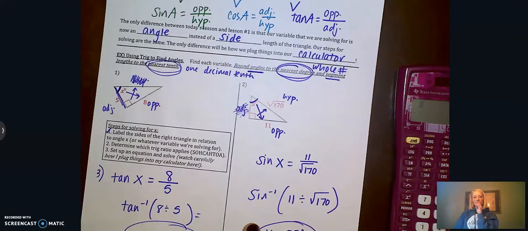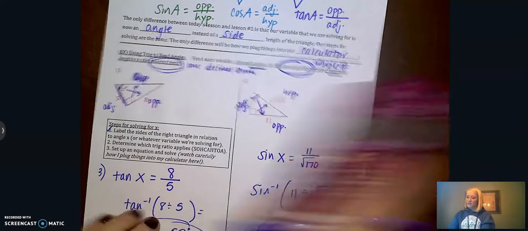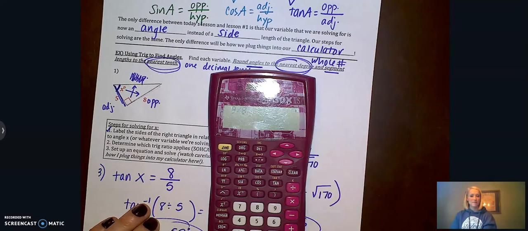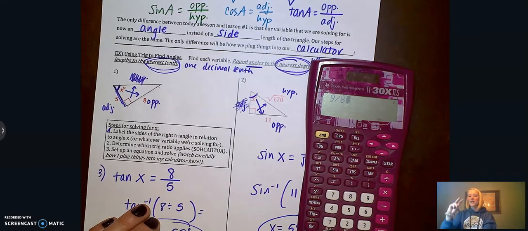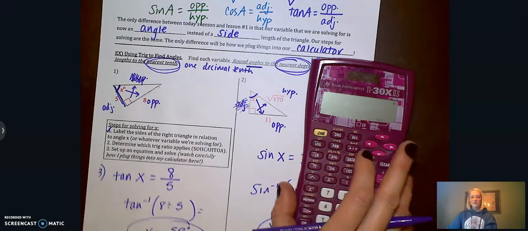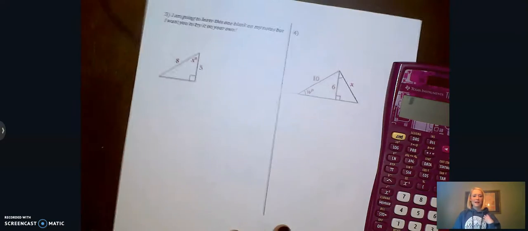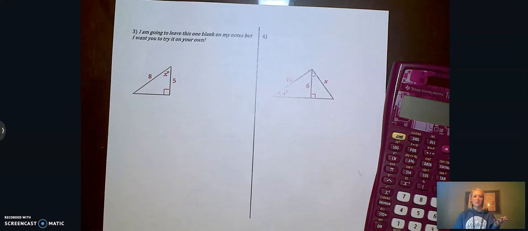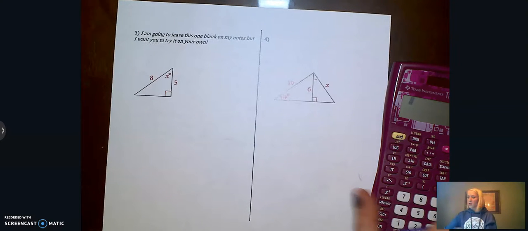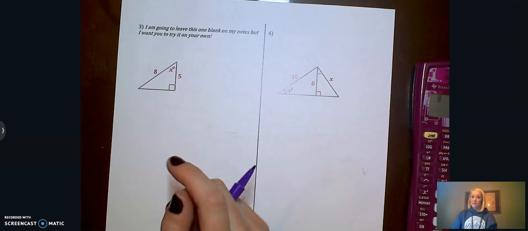If you have a weird calculator where it doesn't show you everything that you're typing, mine shows me everything as I type it in a line. If yours doesn't do that, you might have to type it in backwards. But again, if you have a different calculator than mine and you're not figuring it out, just flag me in class next time and I'll show you how to work your calculator. Okay, I've seen them all over the years. All right, number 3, I want you guys to try it.